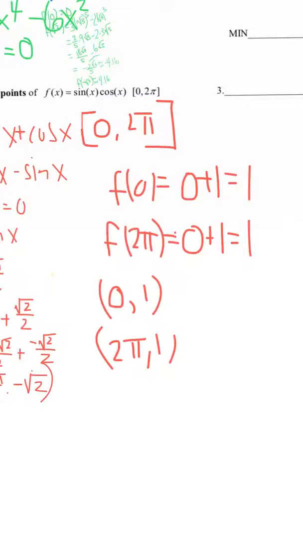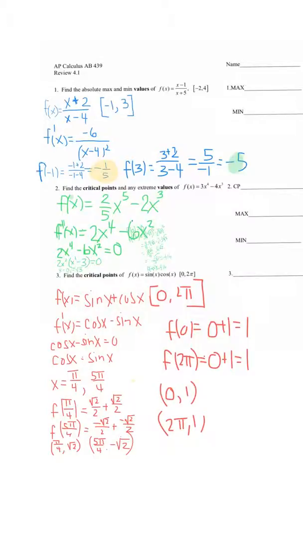But when I plug in 0, I get sine of 0 is 0, cosine of 0 is 1, so I get 1. And 2 pi is coterminal, so we also get 1. So (0, 1) and (2 pi, 1) are also important critical points for the function sine x plus cosine x on the interval 0 to 2 pi. But the other ones that we found before are the minimum and the maximum. So that's it for page 1.